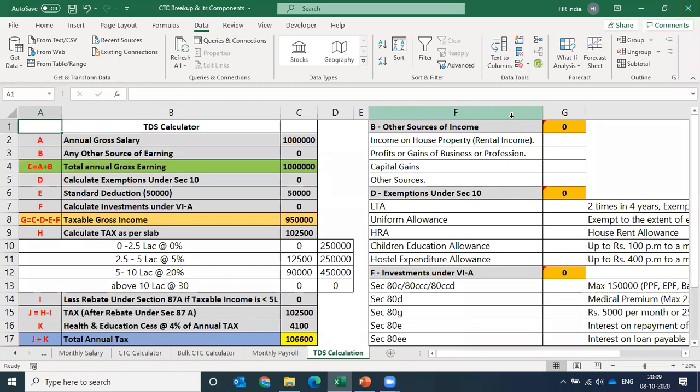We discuss the full and final settlement. How do we calculate the full and final settlement? How do we design an automated full and final settlement calculator as well? Right. So these are the things we do in the actual sessions of this course in the compensation and benefits part, apart from all those two modules.